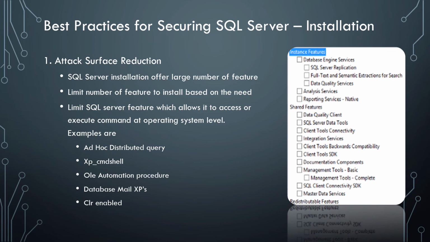Let's talk about some of the features of SQL Server which allow a database procedure to execute operating system commands or access applications installed on the server. XP command shell allows a SQL Server procedure to execute OS level commands. OLE automation procedure allows a SQL Server procedure to access applications installed on the operating system. CLR enabled allows a database procedure to execute .NET code. Before enabling any of these features, they should be carefully reviewed and secured.